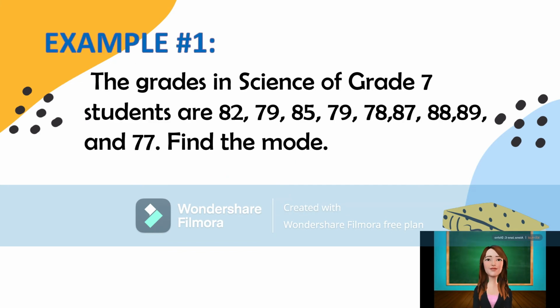Example number one, everybody please read. The grades in science of grade 7 students are 82, 79, 85, 79, 78, 87, 88, 89, and 77. Find the mode. Again, what is our first step? Very good. We need to arrange the data in ascending or descending order. So, who would like to arrange the data? Oh, yes, AC.